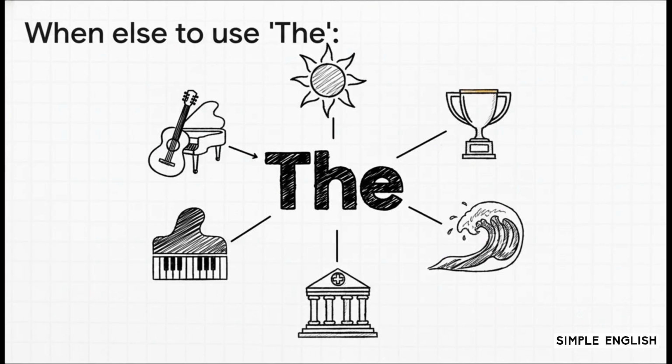The also has a few other special jobs. We use it for things that are totally unique, like the sun or the moon. Or when something is the most or least of something, a superlative, like the tallest building. It also gets used for big geographical things like oceans and rivers, and for musical instruments like playing the piano.